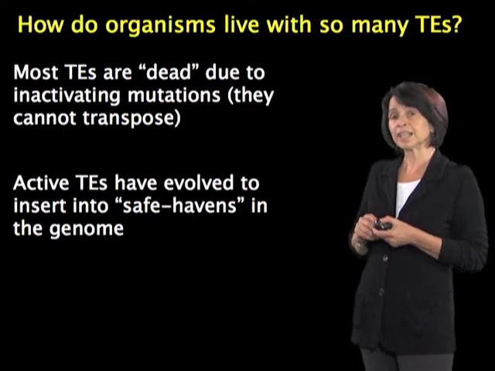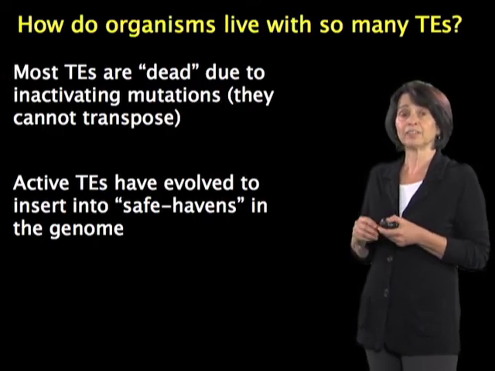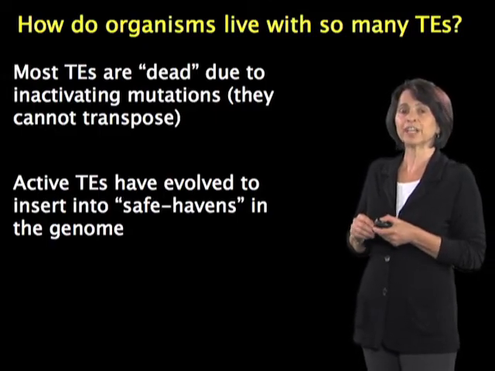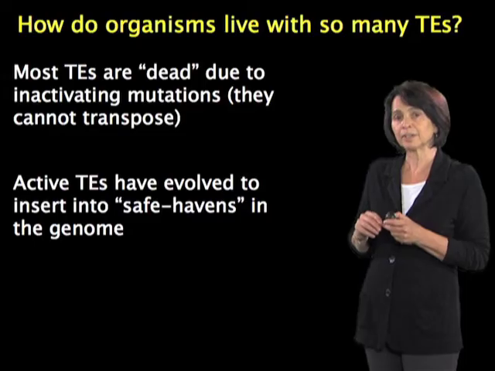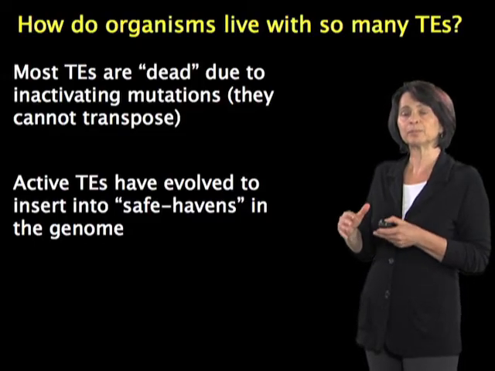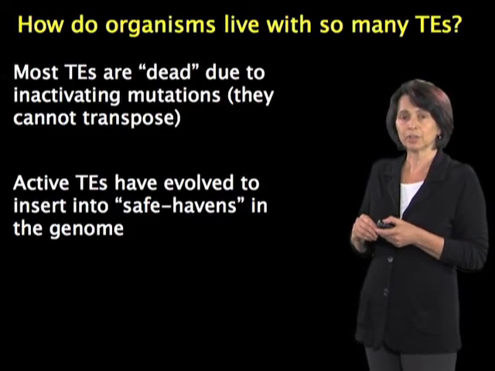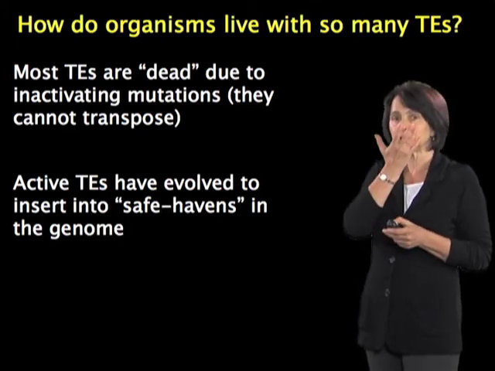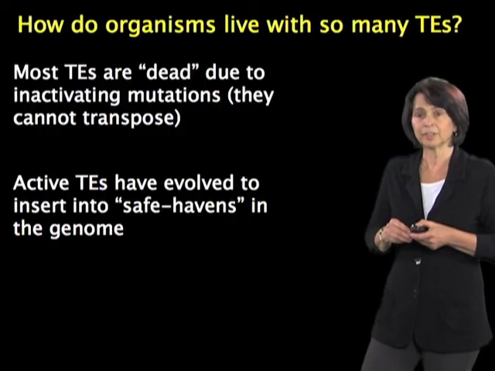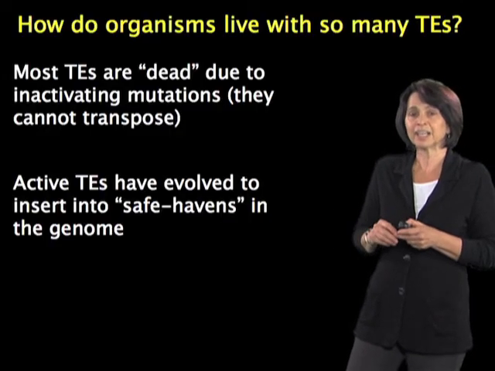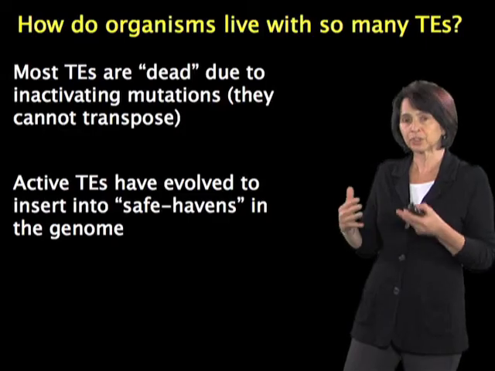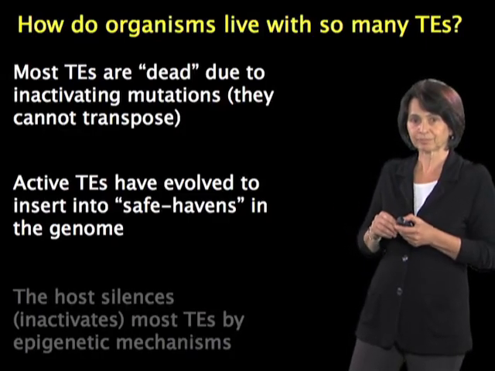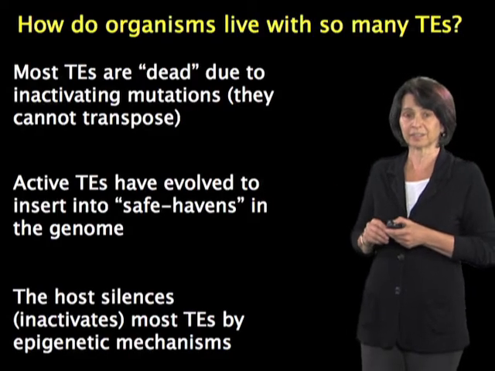Okay. The second way that organisms survive, and it's really how transposable elements survive, is that transposable elements have evolved mechanisms that allow them to insert into places in the genome that won't harm the organism. So for example, one safe haven might be another transposable element. If a transposable element inserts there, it's not causing a mutation in any of the genes necessary for the organism to survive. And we'll talk a lot more about that in the second talk.